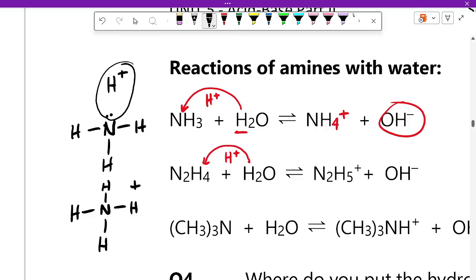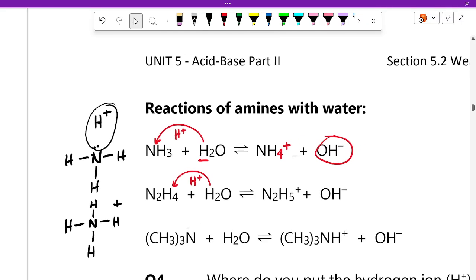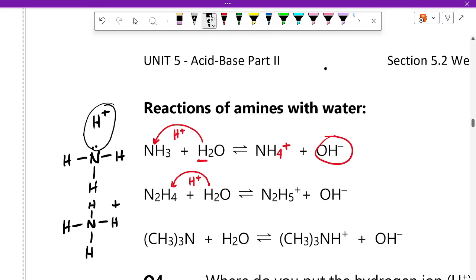Wait, is there always going to be a lone pair? Yes, there will always be a lone pair on the nitrogen, because if you remember what the nitrogen atom looks like, it's got a lone pair and 3 unpaired electrons. So it'll have 3 bonds and then 1 lone pair, and that lone pair is what can bond to the oxygen. Or not the oxygen, the H plus ion, sorry.